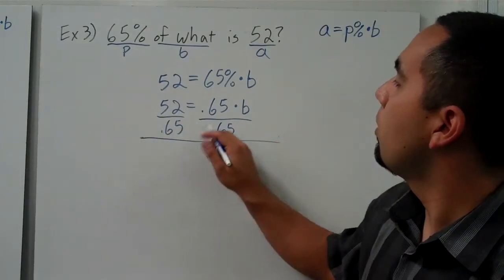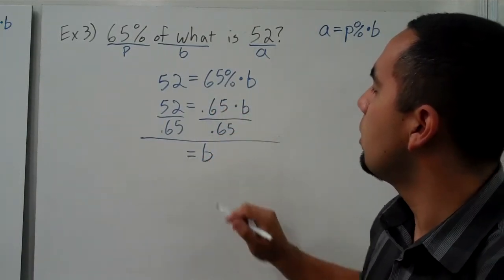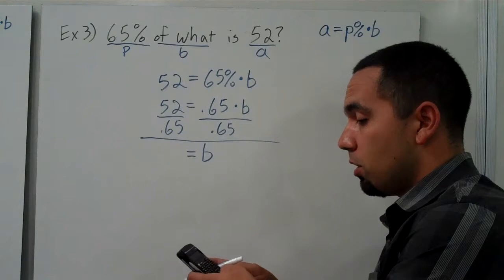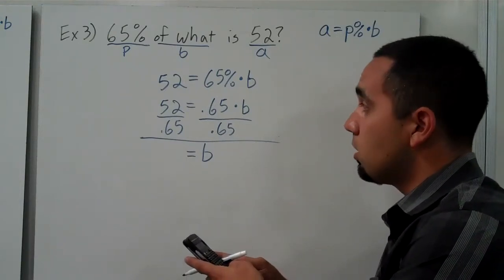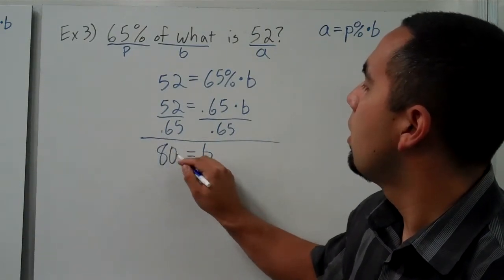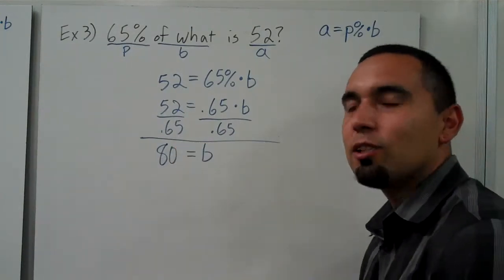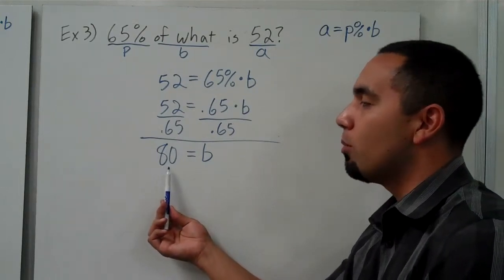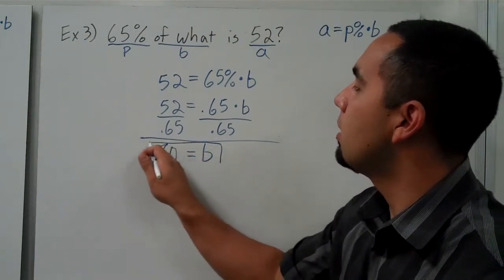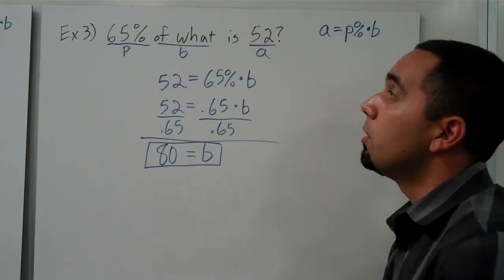So if I divide both by 0.65, this becomes just B, because the 0.65 and the 0.65 become 1. 52 divided by 0.65, again, a situation where it's just best to use a calculator. And in this case, I get 80. And again, I want to use percent, because since we're doing percentage, I keep trying to do percentage. But this is my base, so it's not percent. Percent was already used. This is our base. This is the number that it's out of. Okay? So B equals 80, and we are done.